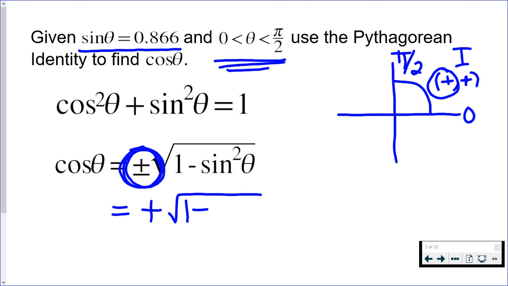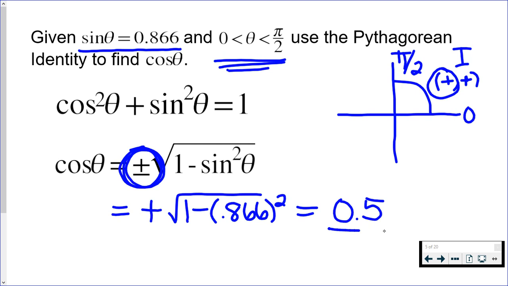Now all we have to do is plug in the sine value that we were given, which is 0.866. And I know that it's weird that the exponent is between sine and the angle, but that's just the correct way of writing this. So all that means is we're squaring 0.866. Please remember your order of operations. Do not distribute that negative sign. You have to do 0.866 squared before subtracting it from the 1, and then take the square root, and we get 0.5 as cosine theta for this problem.